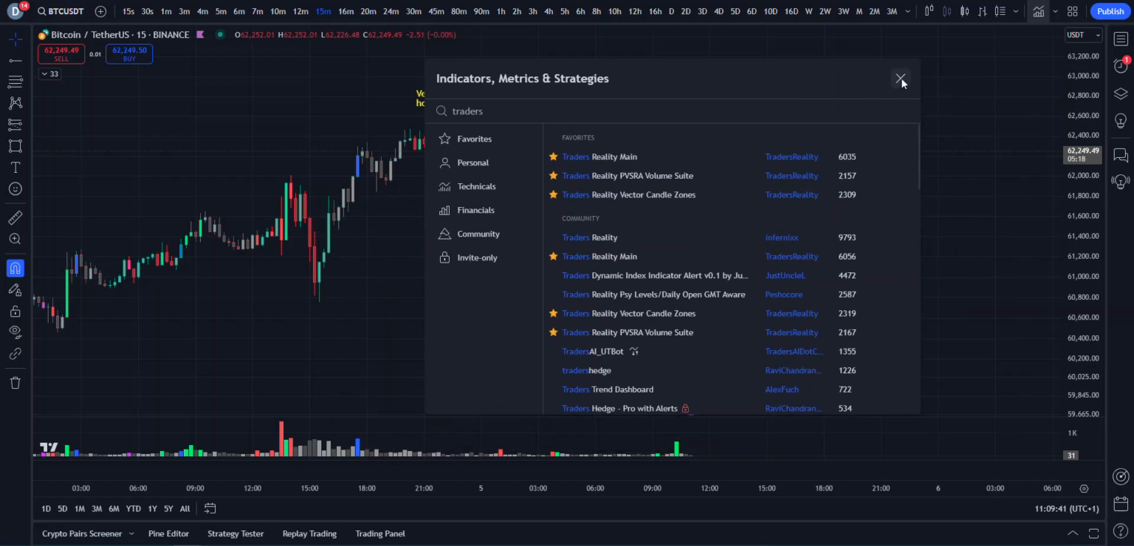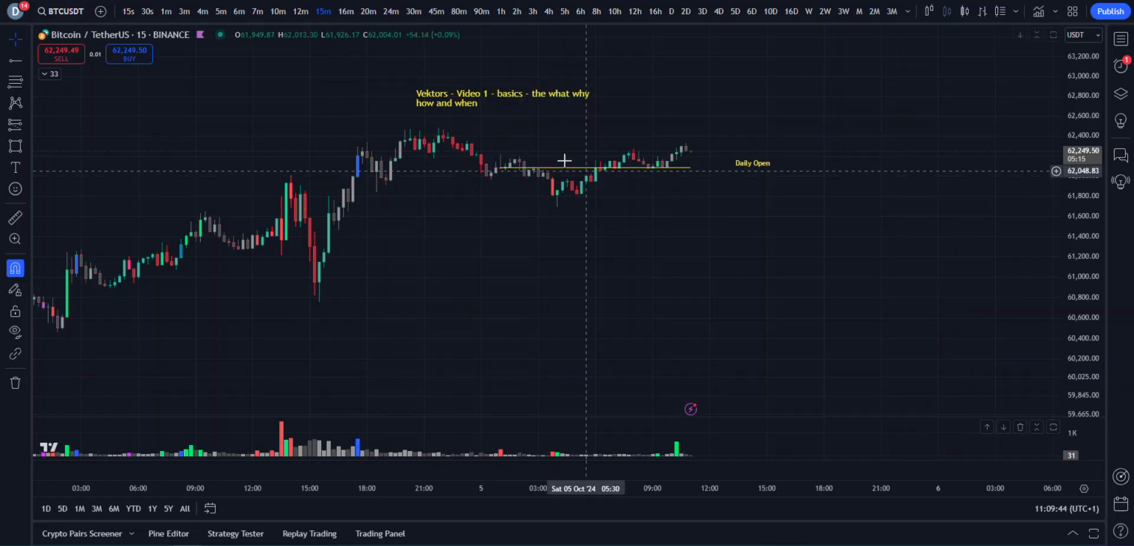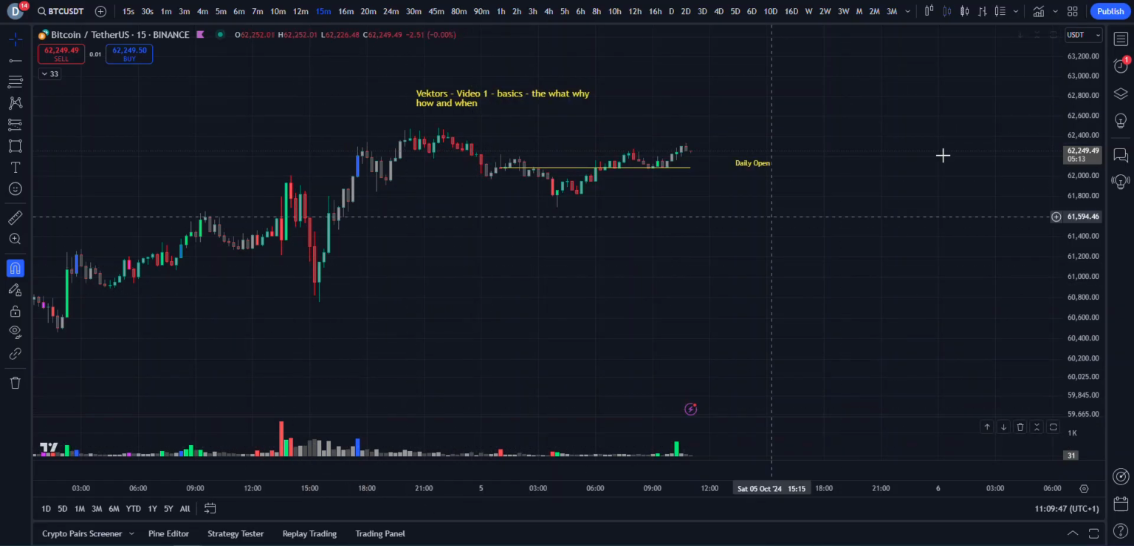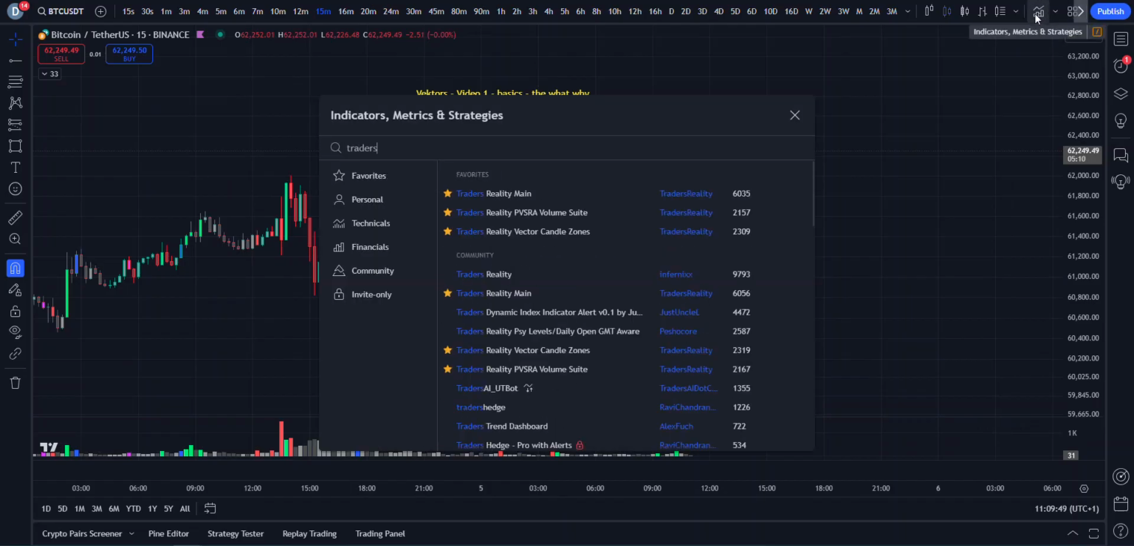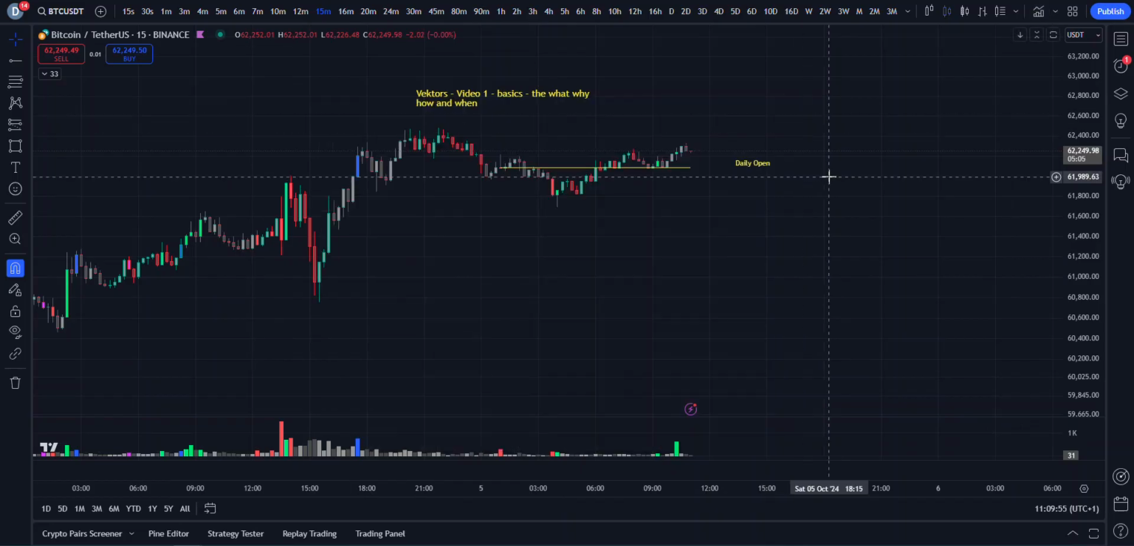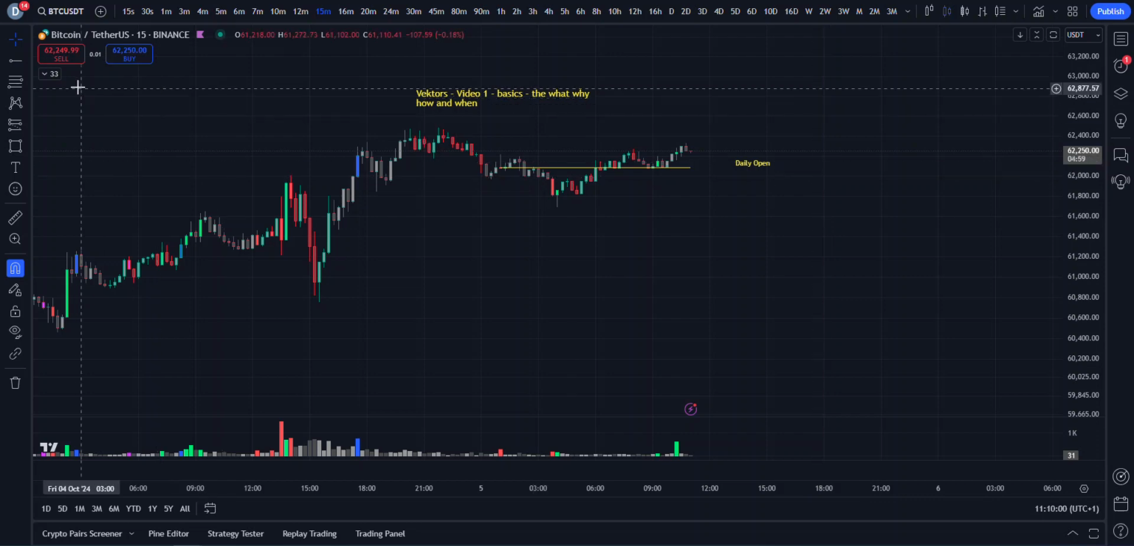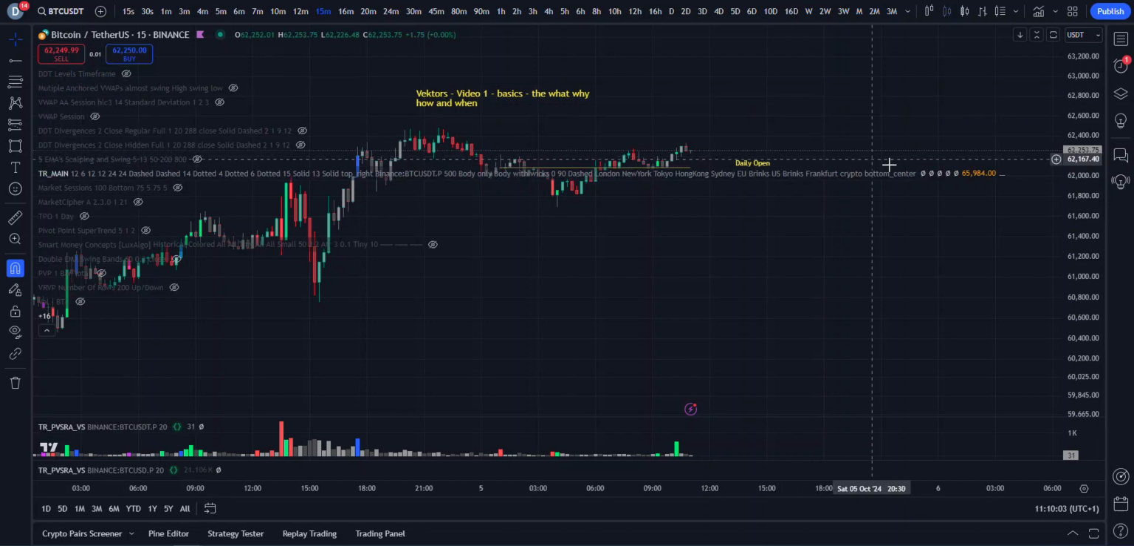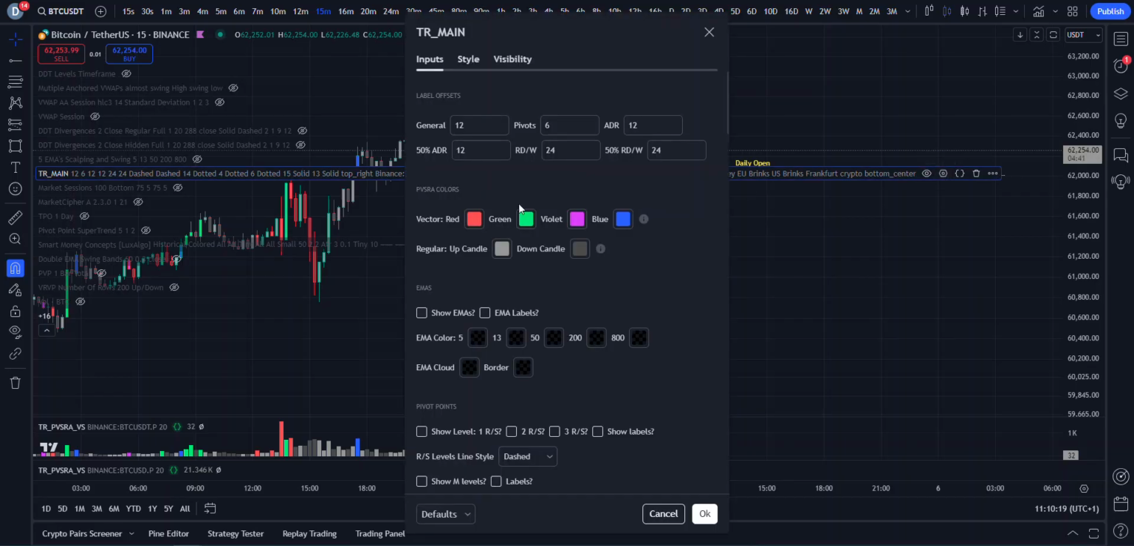Another thing I always do is add Traders Reality's second indicator, called PVSRA Volume Suite. That is a good one because it actually tracks the volume. It doesn't just put the indicators on your chart. I do have a few other indicators on my chart, but for the purposes of this video, I'll just be using TR Main and the TR PVSRA Volume Suite.